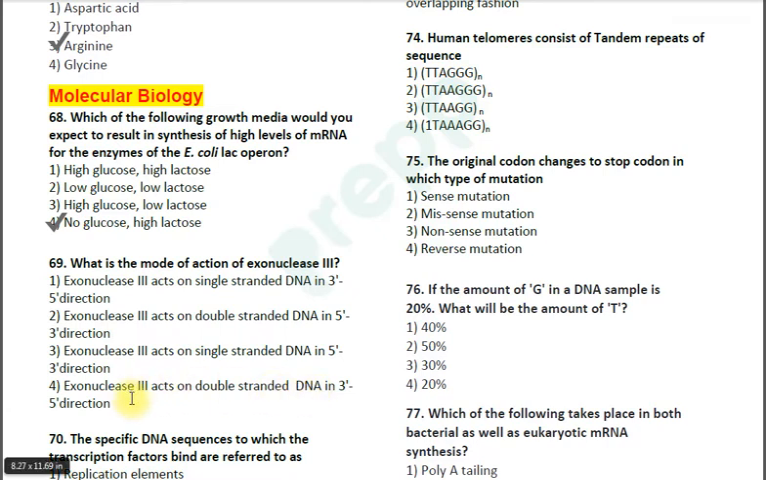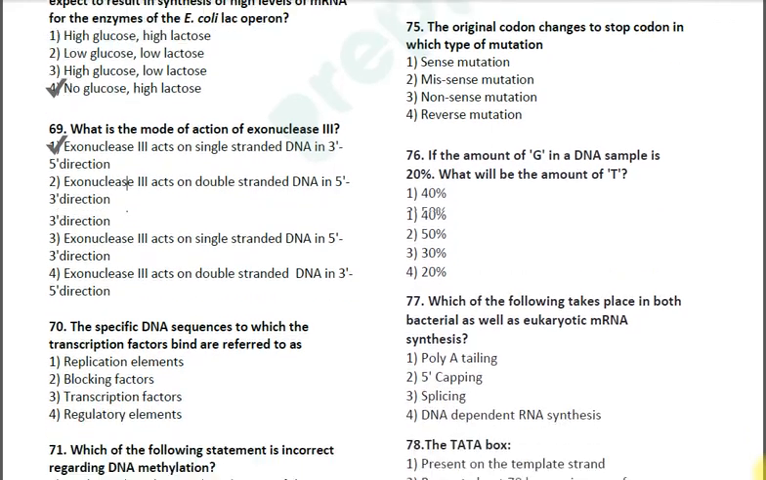First of all, you have to think whether the strand on which this enzyme acts is single-stranded or double-stranded. There are 2 options of single-stranded, there are 2 options of double-stranded. So exclude out the options which are double-stranded, obviously. Now tell me fast in the comment section what would be the correct answer. So the correct answer is option number 1, because exonuclease 3 acts on single-stranded DNA and the direction is 3' to 5' direction. So that was a tricky question.